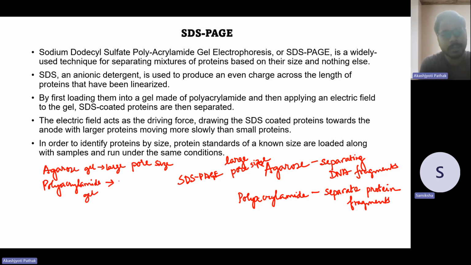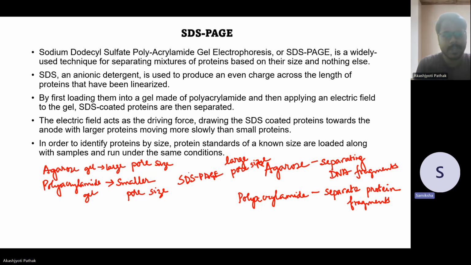to separate the DNA fragments, the larger size will remain the farthest, and the smaller size will move through the pore and go faster. So if you load your DNA in a polyacrylamide gel, will it not be separated? Can this polyacrylamide gel resolve DNA fragments?